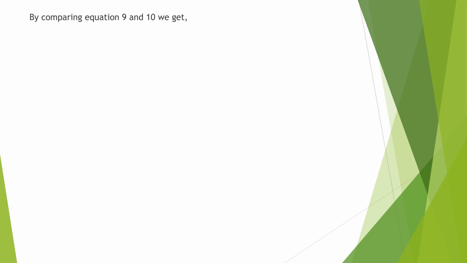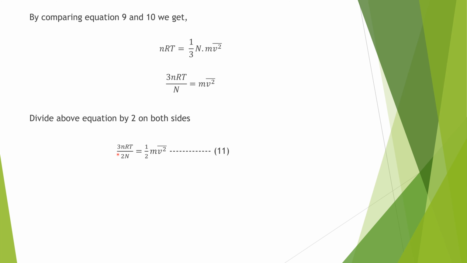Okay, now we compare equation number 9 and 10. We get nRT is equal to 1 upon 3 into capital N into m v square bar. I'm going to just rearrange this equation. m v square bar will be equal to 3 into small n into RT divided by capital N. Now divide this equation by 2 on both sides. So 3 into small n into R into T divided by 2N is equal to half m v square bar. I mark it as equation number 11.